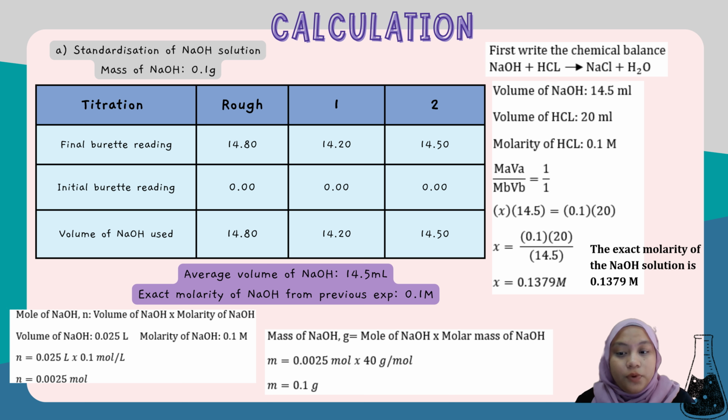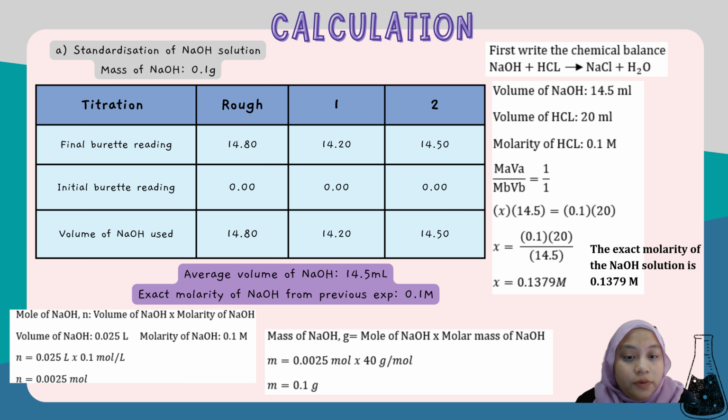First we need to find the mole of NaOH, which is volume of NaOH times molarity of NaOH. We substitute the values of volume and molarity, and the mole that we got is 0.0025 mole. Next, move on to the mass of NaOH. To find the mass, it is mole of NaOH times the molar mass of NaOH. The mass that we got is 0.1 gram. Then we need to find the ratio of NaOH and HCl. Then we need to write the chemical balance, which is NaOH + HCl = NaCl + H2O.